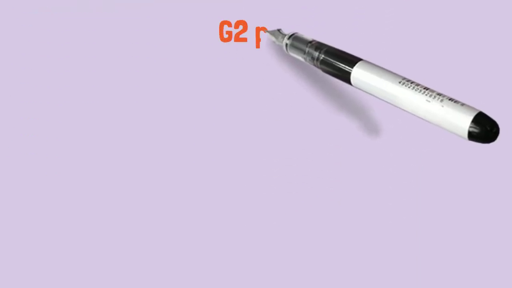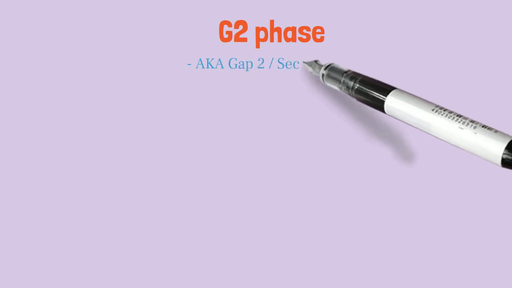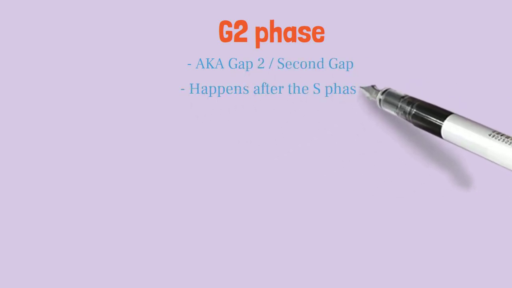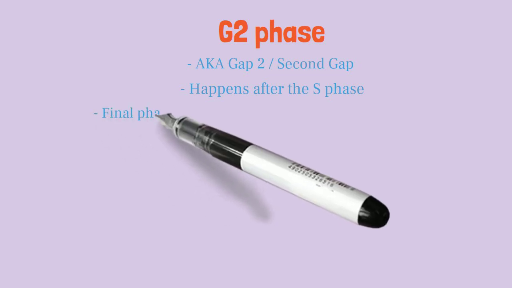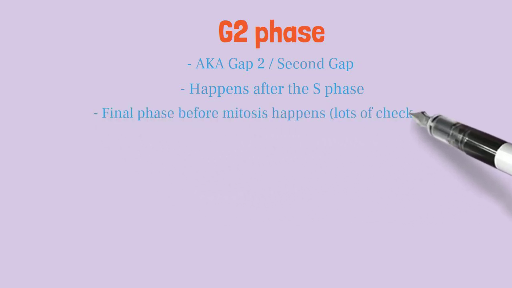So after the S phase, we have the G2 phase. The G2 phase is also known as gap 2 or second gap. It happens right after the S phase. This is the final phase before mitosis happens, so there's going to be a lot of checkpoints. What I mean by checkpoints is that the cell has a lot of regulators that help them determine whether they are fit to move into mitosis.